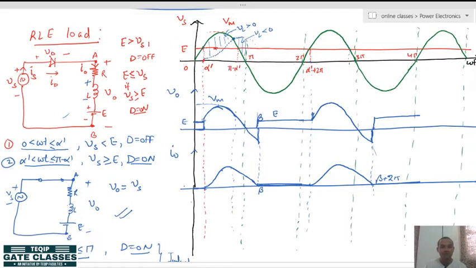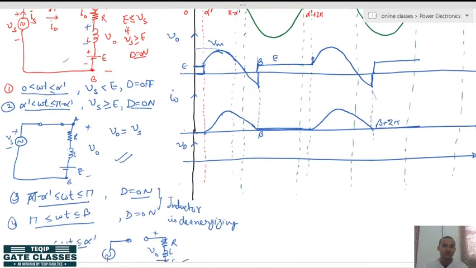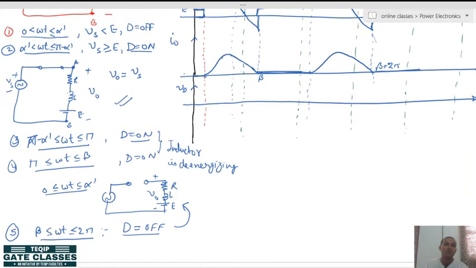Now one more thing which we have to draw here is the diode voltage. What will be the diode voltage in this case? Here you have to calculate the diode voltage by using KCL and KVL equations in the two circuits. When the circuit is like this, from alpha dash to omega t equals pi minus alpha dash, till the time the diode is conducting, the diode voltage will be 0. There is no difficulty in understanding this: till the diode is conducting, the diode voltage will be 0.